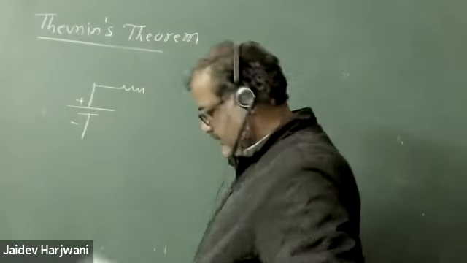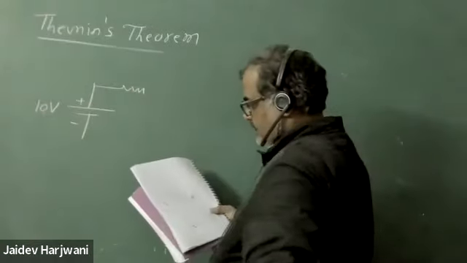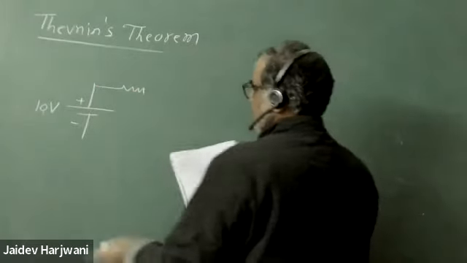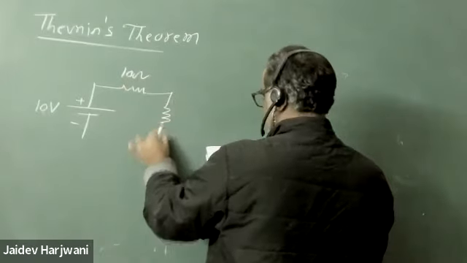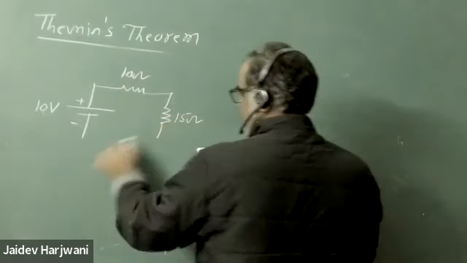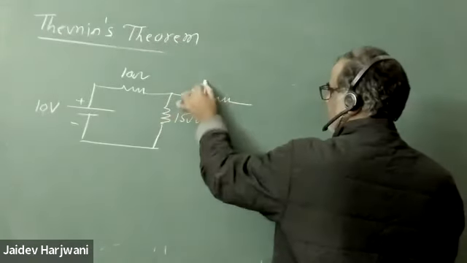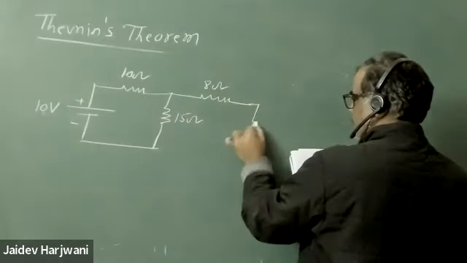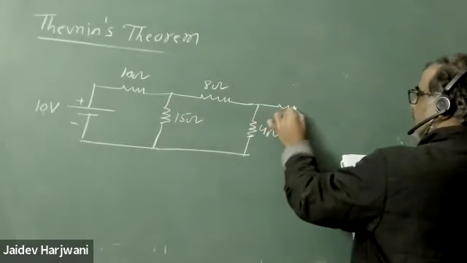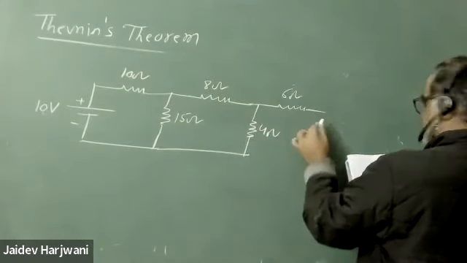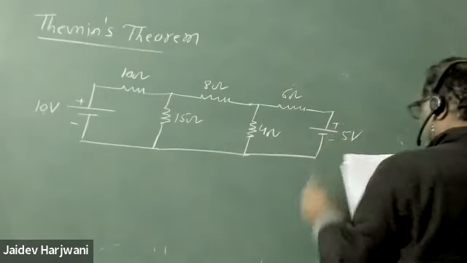So say this is my 10 volt. This is 10 ohm resistance. Say this is 15 ohm resistance. Then I have say an 8 ohm resistance here. And say this is 4 ohm resistance here. And say this is 6 ohm resistance here. And say I have here a 5 volt battery.